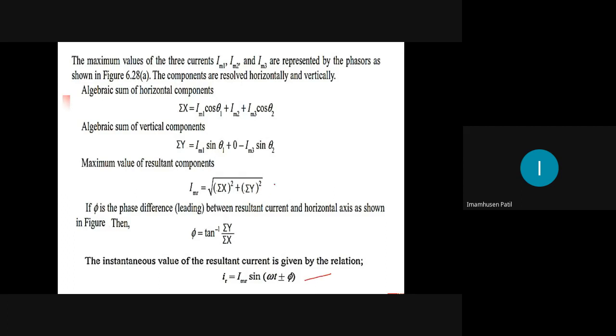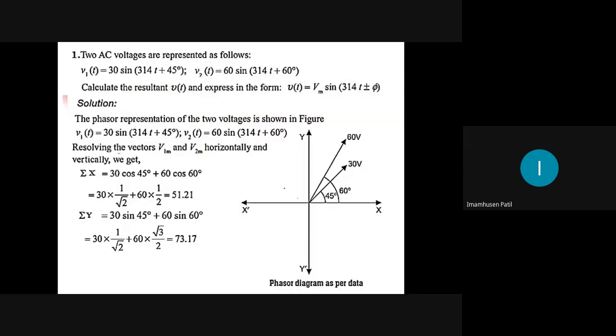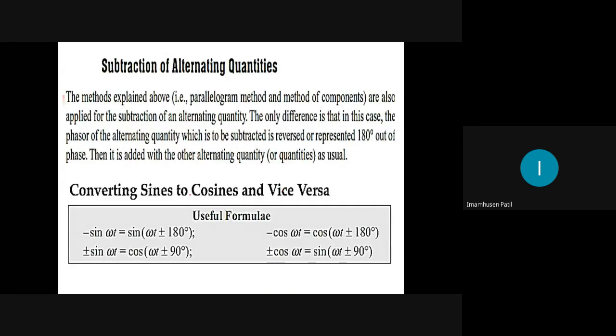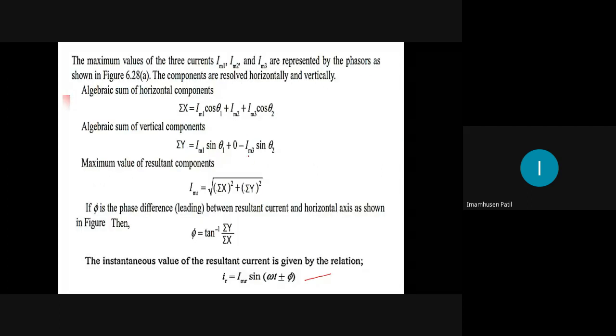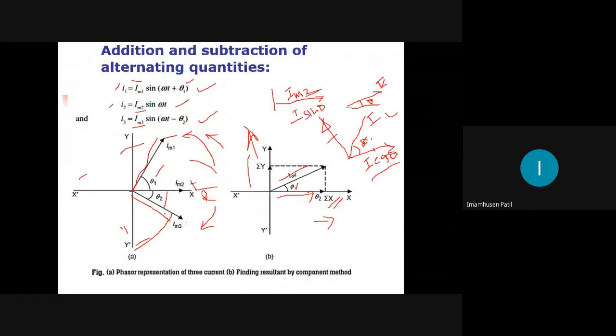Now, how to subtract the vectors? You have seen addition. How to subtract? Suppose two vectors, I1 minus I2. Here what you have to do is take minus I2 and draw it in the opposite quadrant, and this will become positive.